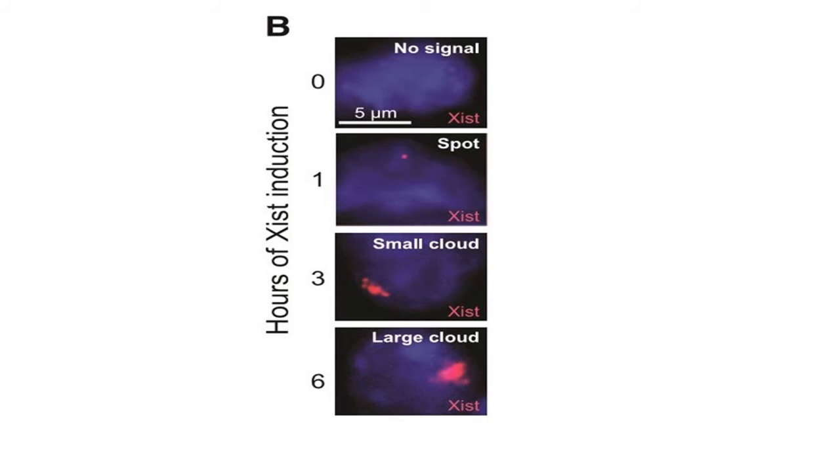So here's a FISH experiment of the cells that early on at 0 time, there's no Xist cloud because the cells are not expressing the Xist RNA. The inducer is added, and after less than 1 hour, a small tiny spot of Xist RNA is seen. After 3 hours, you have a larger cloud, and after 6 hours, you've got a very nice large cloud of Xist RNA, which is coating the X chromosome.